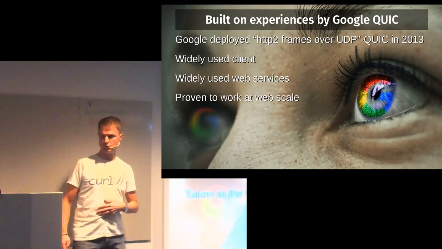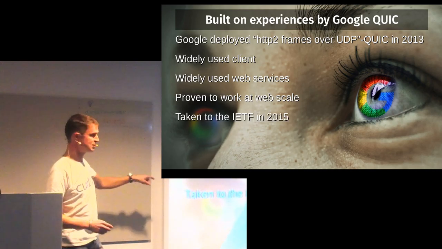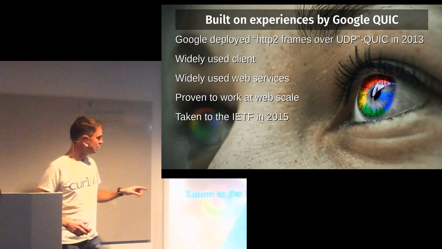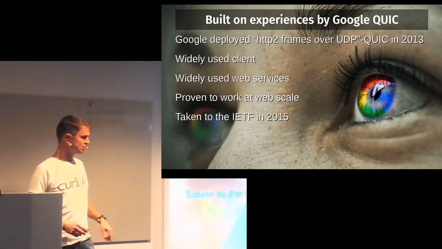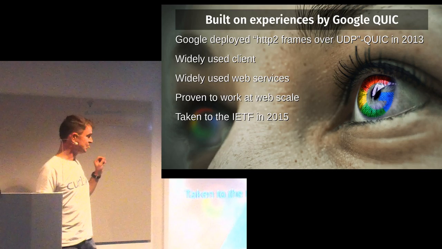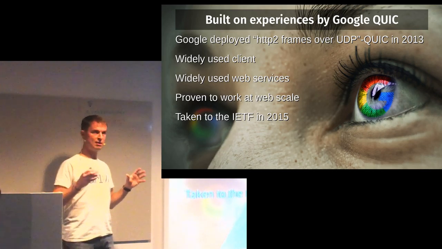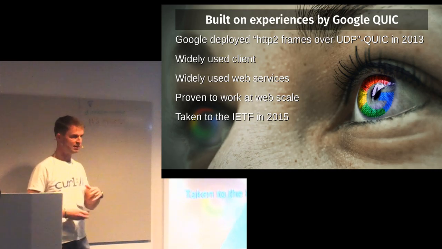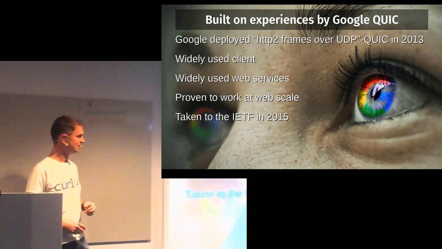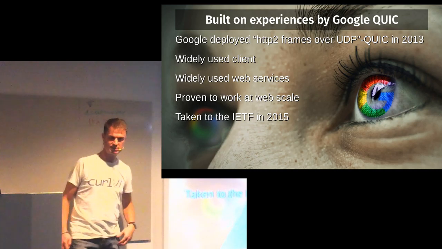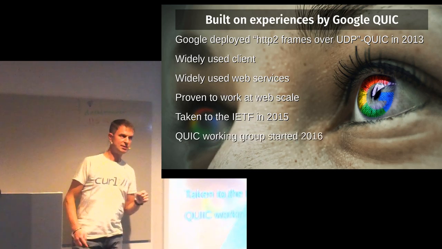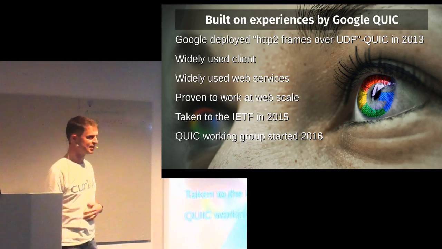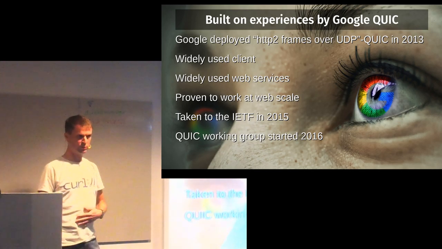So they took this to the IETF in 2015, which happens to be the same year, right, that HTTP2 shipped. I think they did this just the month after or so. They did this with the purpose of, yeah, we have proven that QUIC works, we can do HTTP things over UDP at scale, let's make a standard out of this. It took a while, but then the IETF put together a QUIC working group in 2016 and said, sure, let's standardize this so that we all can do QUIC implementations.